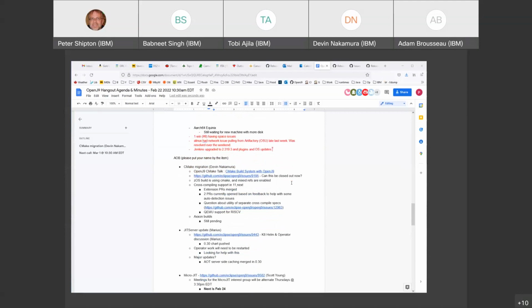Devin, do you have any update on the CMake migration? Nothing really new there. I'm just addressing some comments on a fix-up commit in OMR for some of the cross-compile stuff. How close are we to having the cross-compile working for RISC-V? I believe it works now. I'll double check that, but it should be working.